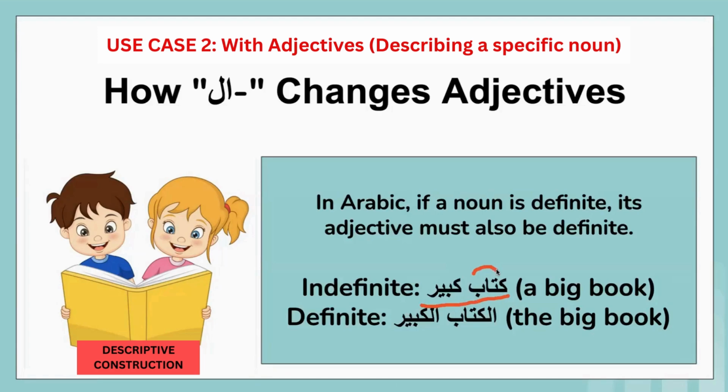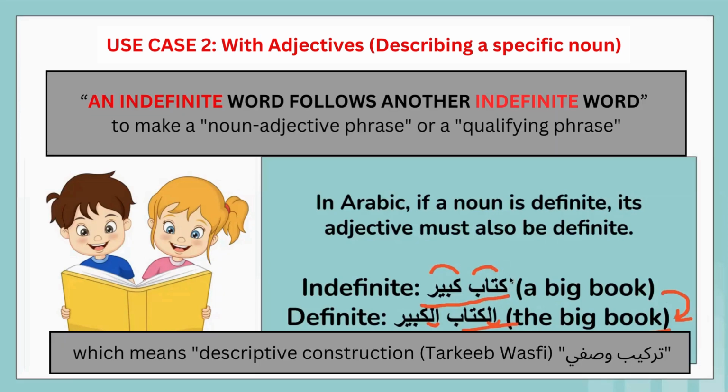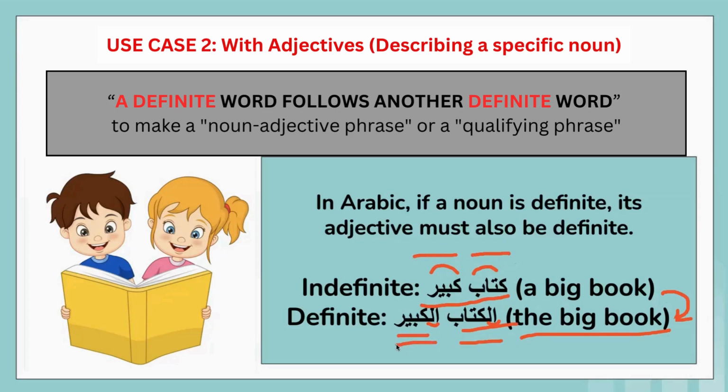Kitab means book. Kabir means big. We say a big book. When I add al before this word, al-kitab, al-kabir, then it becomes definite. It becomes the big book. A big book has become the big book. And in these cases, we should always remember that a word which is indefinite should follow an indefinite word. If there is a definite word, it should follow the definite word.